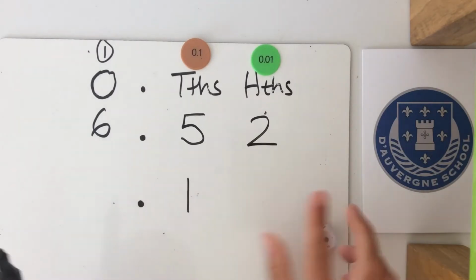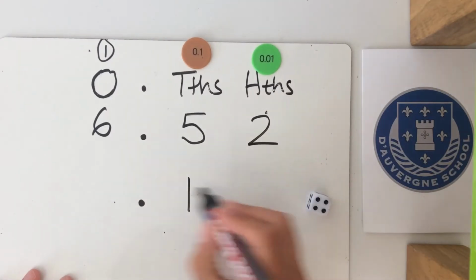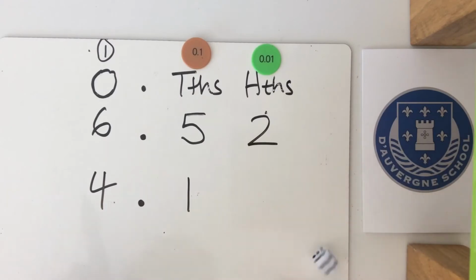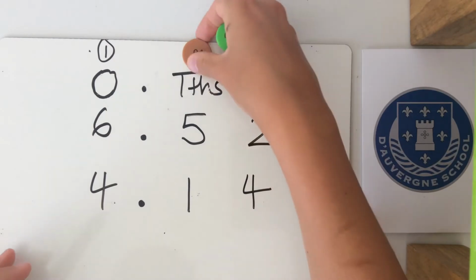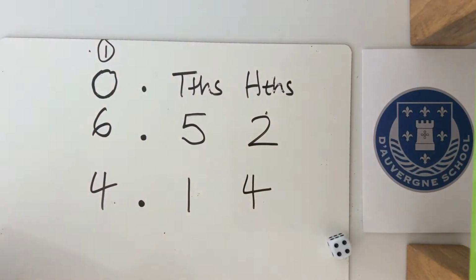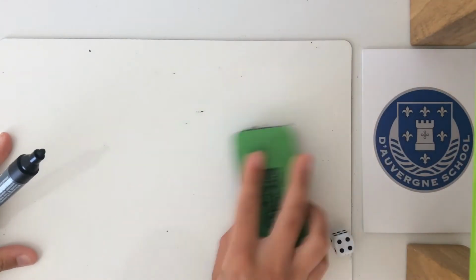1, 4, 4, and a 4.14. I would like you to make each of these numbers using our place value discs. Okay, then I'd also like you to use our greater than and less than symbols to compare the two.